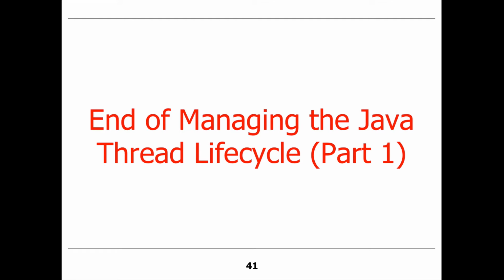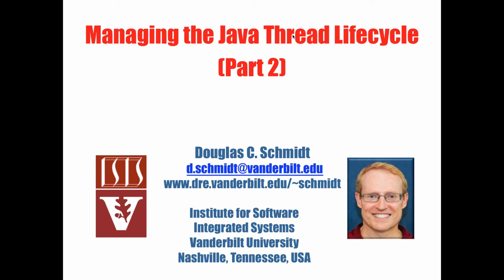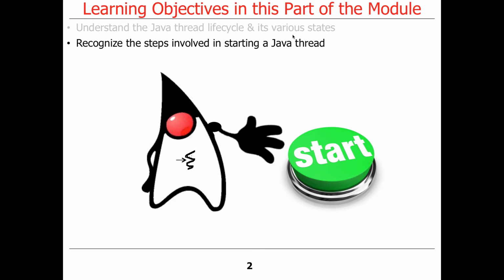So that essentially gives you an overview of part one of our lesson on managing the Java thread lifecycle. So we're now about to talk about the second part of the lesson on managing the Java thread lifecycle. Earlier we talked about the thread lifecycle and its various states. Now we're going to talk about the steps involved in starting a Java thread.